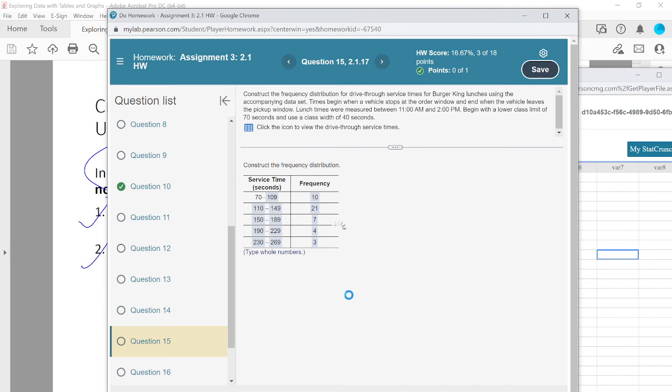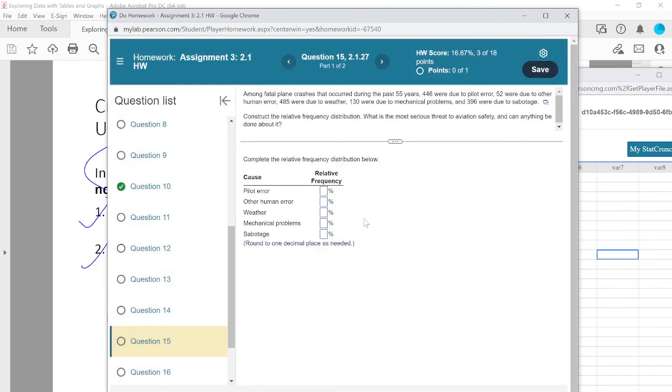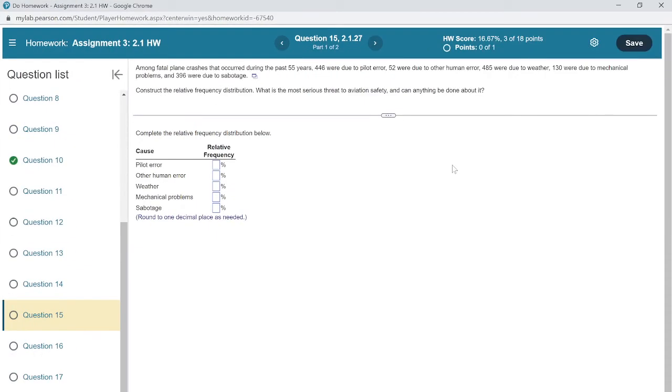Let's do one last problem from this section. To answer this question, you first have to find the frequency distribution the way we found in the last question. Here is no data, but we have given information. Among fatal plane crashes that occurred during the past 55 years, 446 were due to pilot error, 52 were due to other human error, 485 were due to weather, 130 were due to mechanical problems, and 396 were due to sabotage.